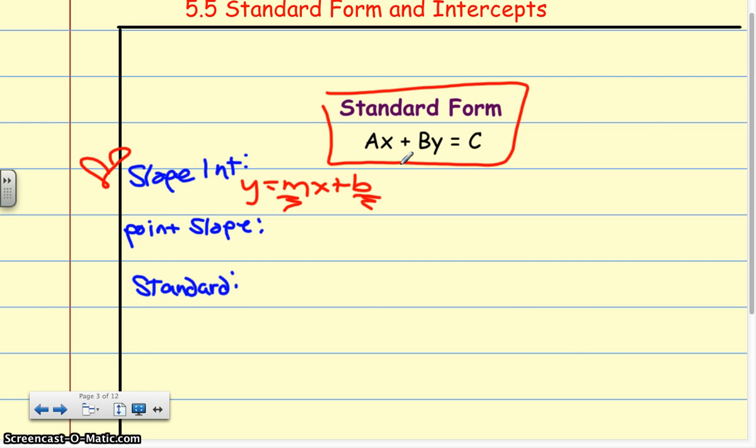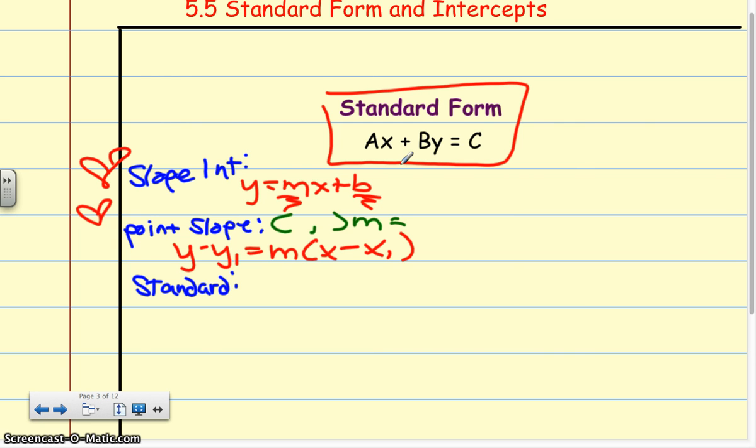And then we learned point-slope form, which looks super ugly. That's y minus y1 is equal to m times x minus x1. And when you think of it, you're usually given a point and a slope. That's the most effective way to use that. If you're given a point and a slope, I highly suggest using point-slope form.